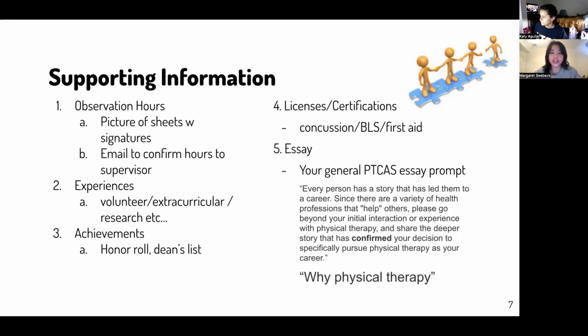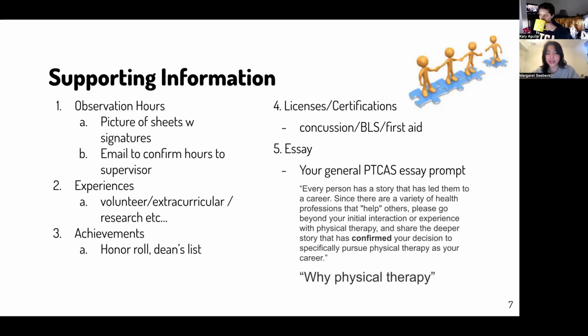Lastly, in this section is your essay. So this is this cycle's essay prompt. It's basically asking, why are you choosing physical therapy? This is going to be one of the most important things about the supporting information. This is where some schools will learn about you the most, because some schools do not hold interviews. So you'll want to make sure that this essay is really well thought out, going to grab people's attention, and really shows who you are as a person. Kind of treat it like an interview, just in an essay style.